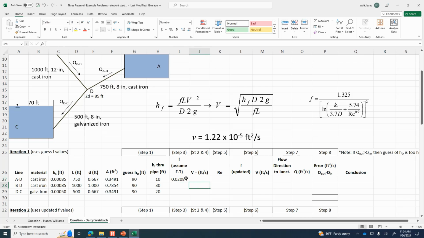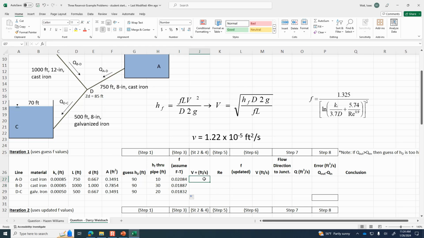Okay, now I've typed in the fully turbulent flow assumption here. It's just referring to the K sub s and D, so I can drag that down through the other rows in this iteration. And it's interesting to see that we don't have the same F value for each of these pipes because they have different K values, they've got different diameters. So that's good. We've got a slightly better F value than we otherwise would have.